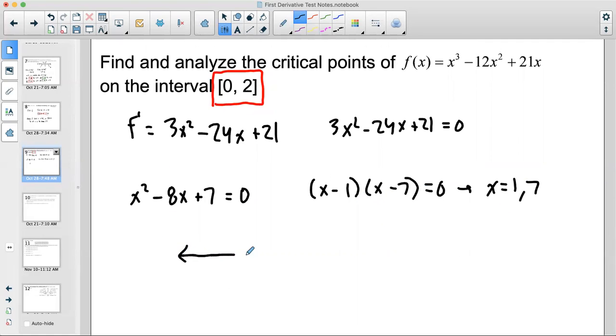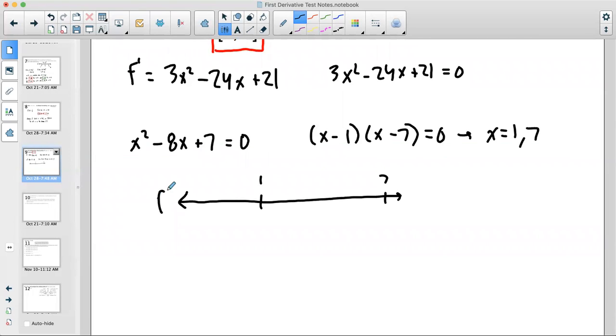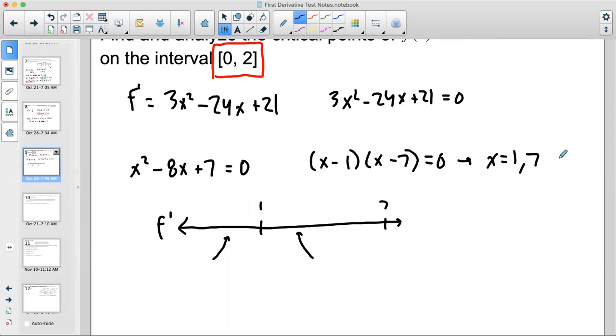So I can make myself a little sign chart so I can analyze. X equals 1. X equals 7 is out here somewhere, which I don't really care about. This is an f prime thing, right? This is f prime still. So I'm going to plug in a number over here and a number over here. I don't think it really matters because we know the only critical points are 1 and 7. The fact that they're asking me from 0 to 2 means I shouldn't choose x's outside of that interval. So I want an x in here and an x in there.